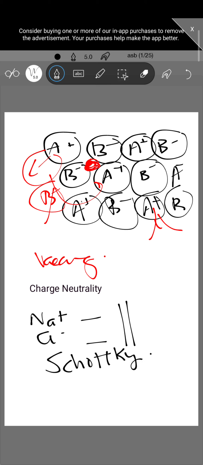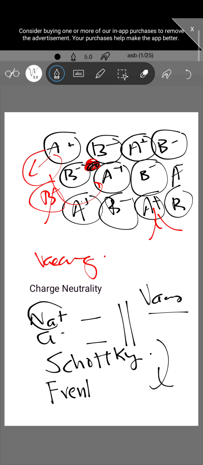And if the defect is such that an ion goes and sits at an interstitial position, which is causing a vacancy of the ion of opposite charge, then that defect is called a Frenkel defect. So there are two defects: one is Frenkel, one is Schottky. Both of them are based upon maintaining the charge neutrality.